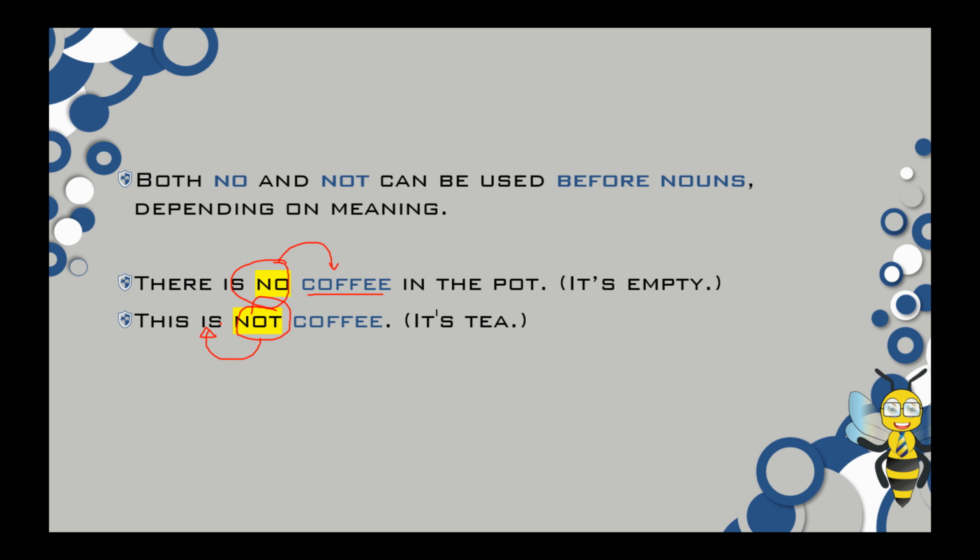This is... Okay, so we're talking about something specific, and we're saying that this is not coffee. It's tea. It's something else. So we are not saying that there is no coffee. Maybe there is coffee, but the object that we're talking about, or the subject here, is not coffee. So when we use no, it's plus a noun. And when we use not, it's modifying the verb.